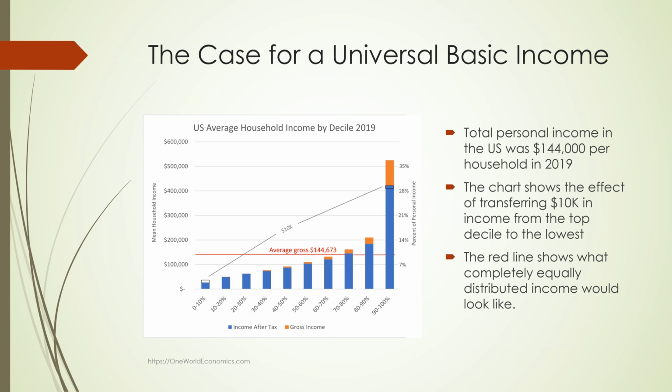So here's that chart again of U.S. average household income by decile. And there's that $10,000 that we could move from the upper 10% to the lowest 10%. But this also shows the red line here, which is the average gross national income of $144,673 per family, per household. That is how much everybody would have if all the net income in the United States were divided equally between households. So somewhere in between this current structure and a structure where everything is equalized, we could achieve a better income distribution.